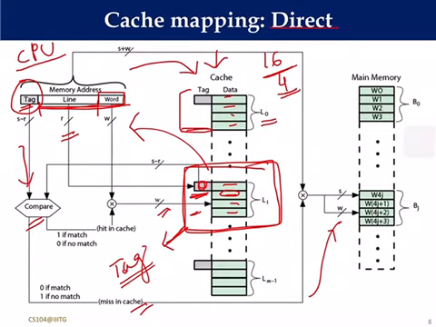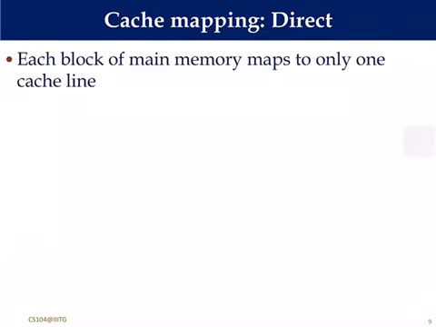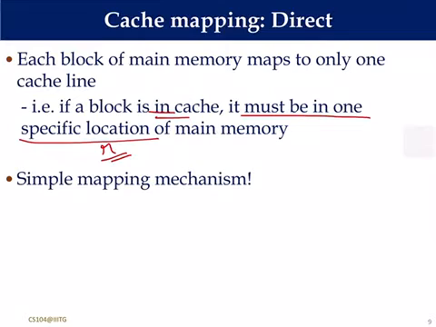Okay, now let us see some characteristics of direct mapping. Each block of main memory maps to only one cache line, which we have already seen. And if a block is in cache, it must be in one specific location, which was given by the line bit as far as the last slide is concerned. Now this happens to be simple mapping.